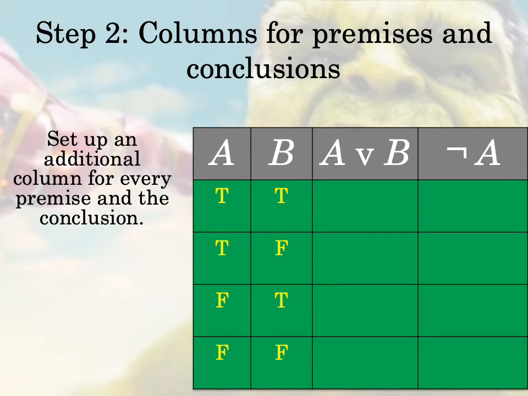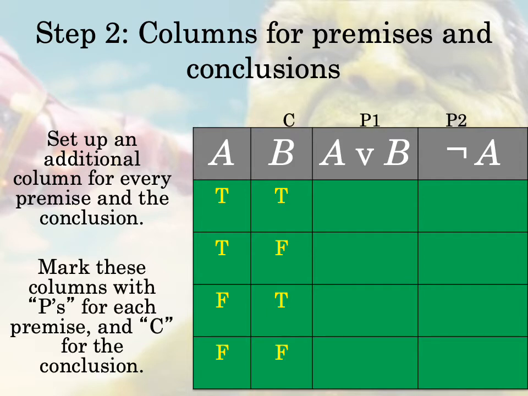Okay, let's move to our second step. And this really sort of has two parts to it. First, you're going to set up an additional column for every premise and the conclusion. And you'll see that this is exactly what I've done here. Recall that A or B was one of our premises, and that's in that third column. And then in our fourth column, we have our second premise, which is not A. And it turns out in this case that our conclusion is just an atomic sentence. It's B. So we don't need to add an extra column for that. But in other cases, of course, we would, because we're not always going to have atomic sentences as our conclusions.